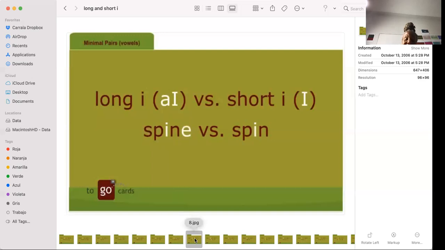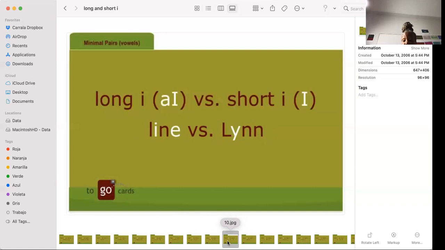Spine, spin. Shine, chin. A lot of times, all I'm doing is, the long ends in the E, remove the E, I have a different word, and the I takes on a different pronunciation. Line, Linn. Now here, I don't even have an I. The Y imitates the sound of the short I.